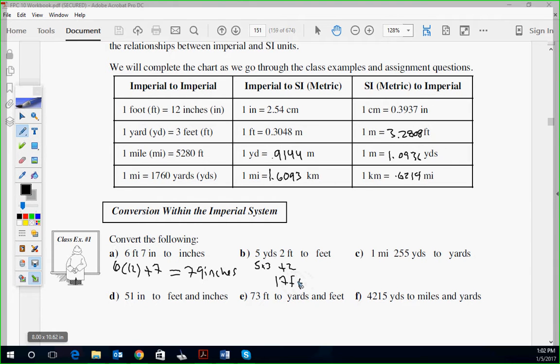Okay, 1 mile 255 yards to yards. We know that 1 mile has 1760 yards, so it's essentially 1760 plus 255, which is 2015 yards.